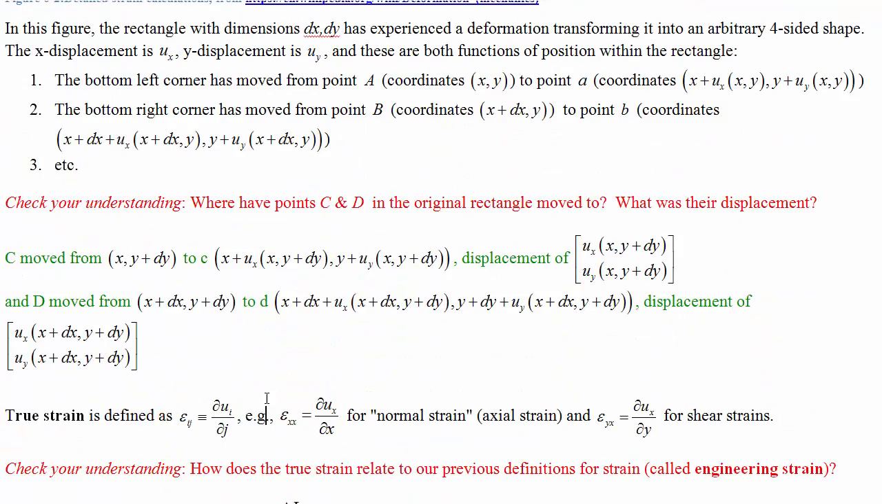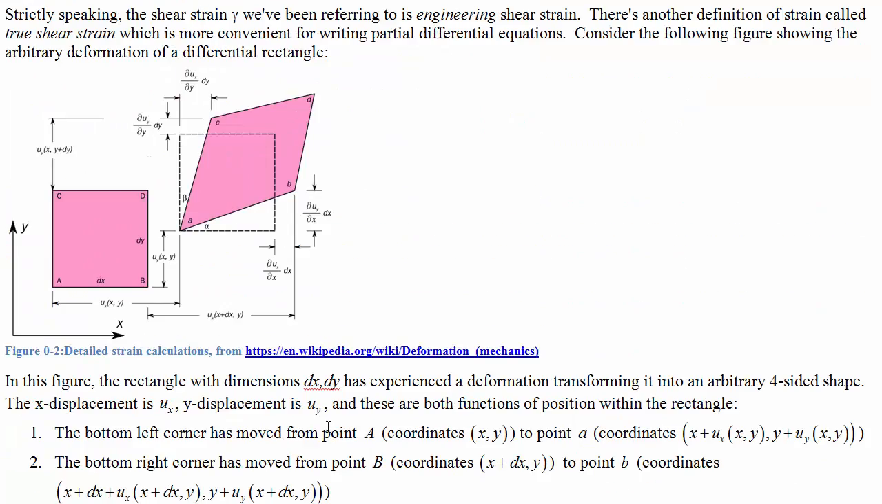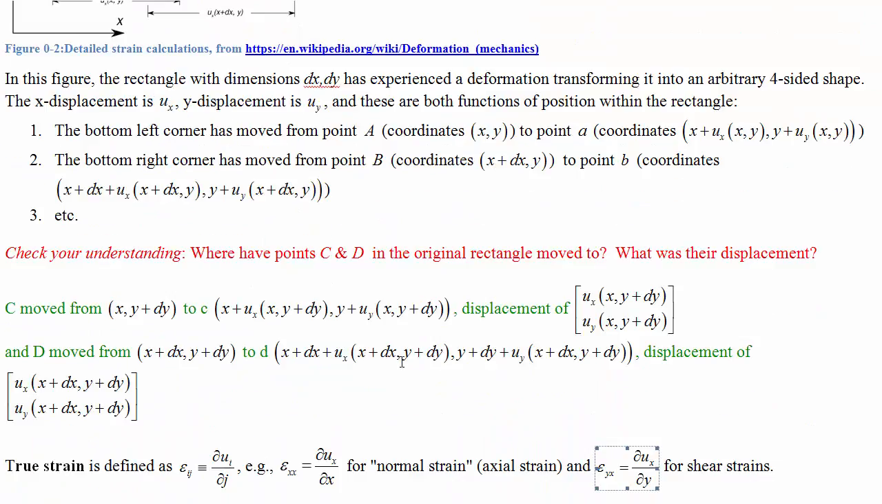So true strain, epsilon ij, is the rate of change of ui with respect to coordinate j. So for instance, epsilon xx would be the rate of change of the x displacement with respect to x, and the true shear strain, epsilon yx for instance, would be the rate of change of the x displacement in the y direction.